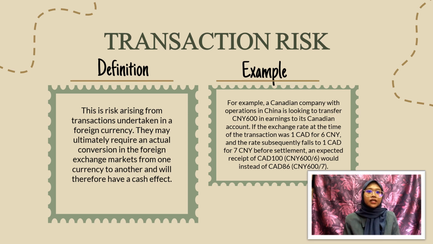For example, a Canadian company with operations in China is looking to transfer 600 yuan in earnings to its Canadian account. If the exchange rate at the time was 1 Canadian dollar to 6 yuan, and the rate subsequently falls to 1 Canadian dollar for 7 yuan before settlement, the expected receipt is Canadian 86 instead of Canadian 100.